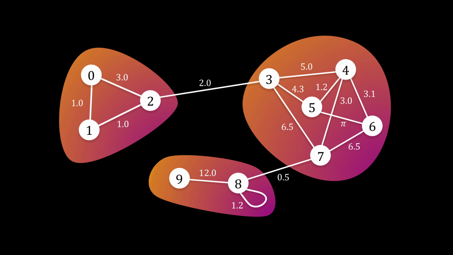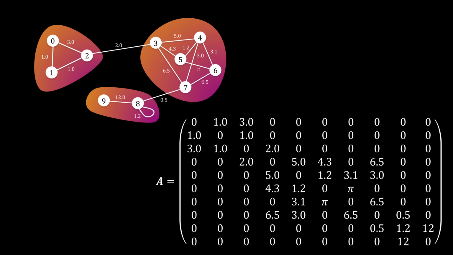Back to the whole graph, pause this video and find a 10x10 adjacency matrix. Here we go, there it is. Note how the matrix is symmetric with respect to its diagonal. For example, you can find pi twice in there, mirrored along its diagonal since the graph is undirected.